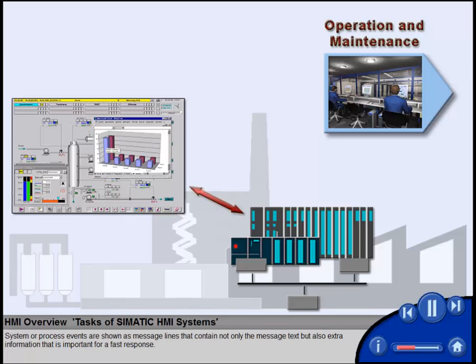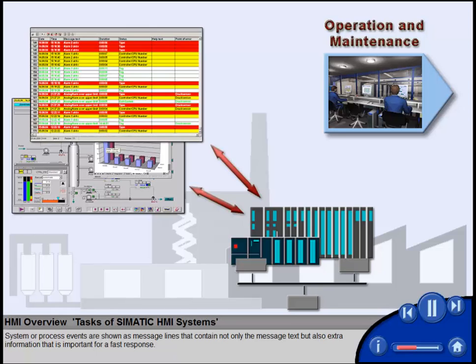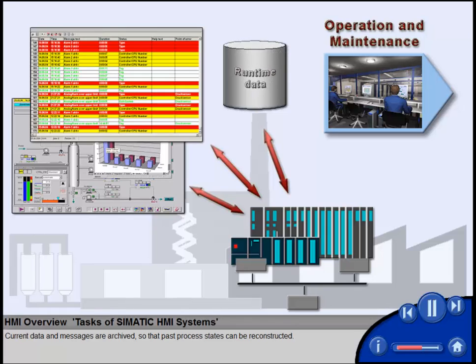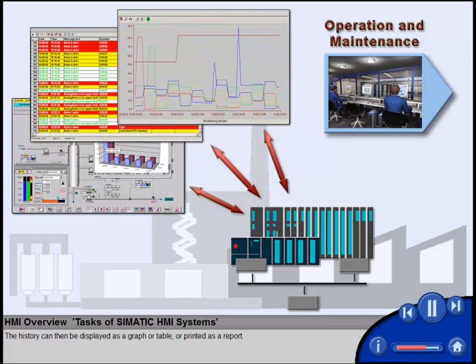System or process events are shown as message lines that contain not only the message text, but also extra information that is important for a fast response. Current data and messages are archived so that past process states can be reconstructed. The history can then be displayed as a graph or table or printed as a report.